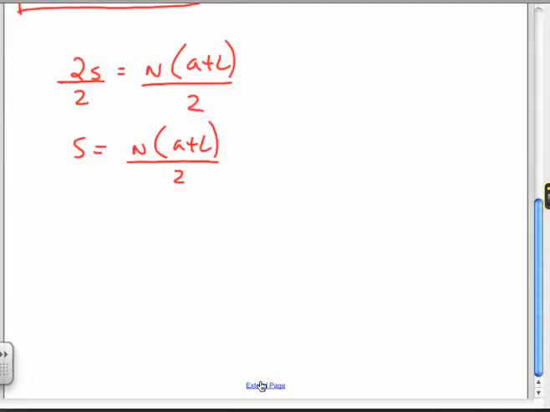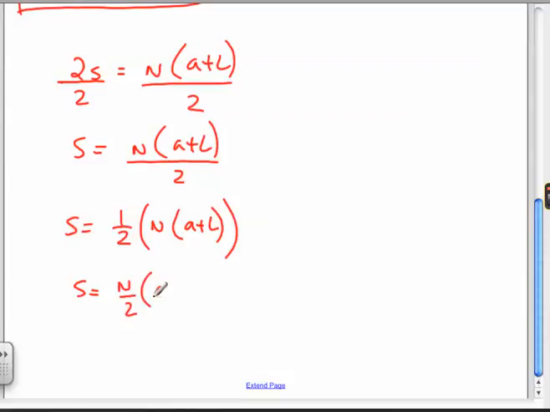Right? Now, that doesn't look like what we started with. But let me ask you something. Do you agree that n times a plus L over 2 is the same thing as a half times n times a plus L? Does that make sense? Right? Can I multiply these things in any order? Because they're all being multiplied, so I can just get that s is equal to n over 2 times a plus L. So the n over 2 is just one way to write it. You could write it other ways and still get the same answer.